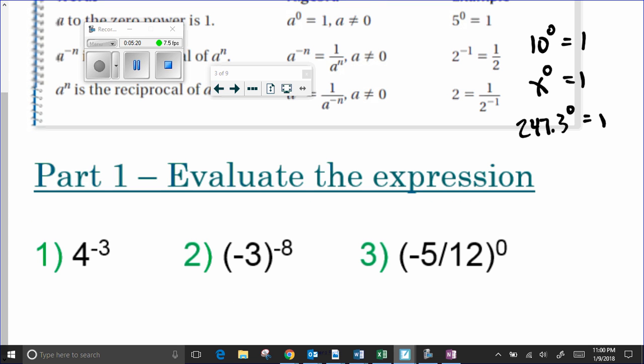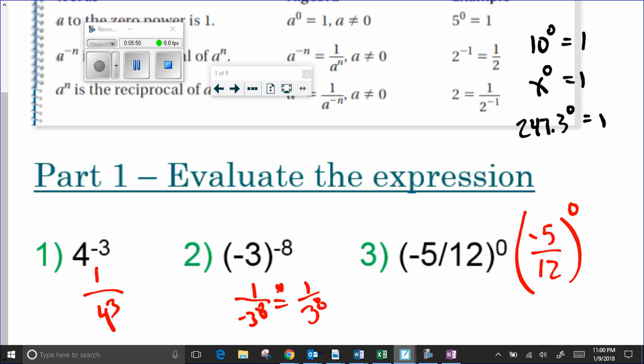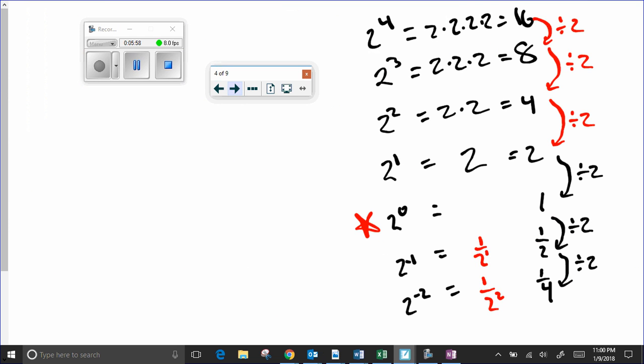4 to the negative third power, if I want to write that simply, it's 1 over 4 to the third power. That's the only thing that changes. Negative 3 to the negative eighth power, this is negative 3 to the eighth power with a 1 on top. Now, could I also cancel out this negative? Yes, I can. So this is 1 over 3 to the eighth. Finally, negative 5 over 12, all of that raised to the 0 power. Well, what is that? 1 over 1 or just 1? Simple, easy peasy. Next slide.